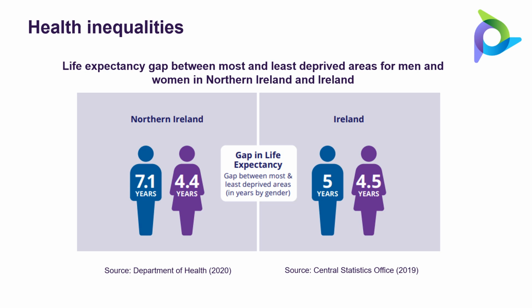In Ireland, the life expectancy gap between the most and least deprived areas is 5 years for men, and for women the gap is 4.5 years. We see that women in Ireland in the least deprived areas can expect to live until they're almost 88, compared with those in the most deprived areas living to just over 83 years.